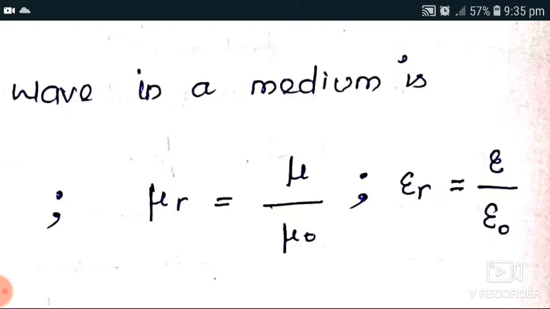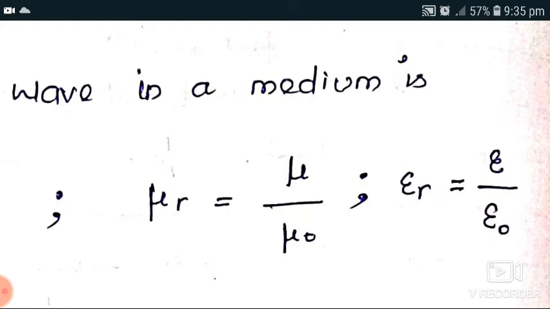For permeability, it is how much response you get from the material once you apply a magnetic field. Similarly, epsilon r means relative permittivity, which is equal to epsilon by epsilon naught. This is the permittivity, and epsilon naught is the permittivity in free space. Both mu naught and epsilon naught are constant values.